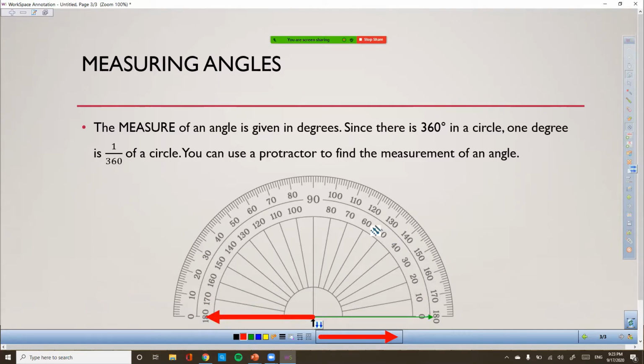As you can see here, it starts from 0 all the way to 180, or we can start the other way, which is why we have those numbers on the outside. Let's say we start here from 0, and I open up this way. Then right here, my angle will be 30 degrees, 60 degrees, and so on. So we can use a protractor to find the measurement of an angle that is given in degrees.